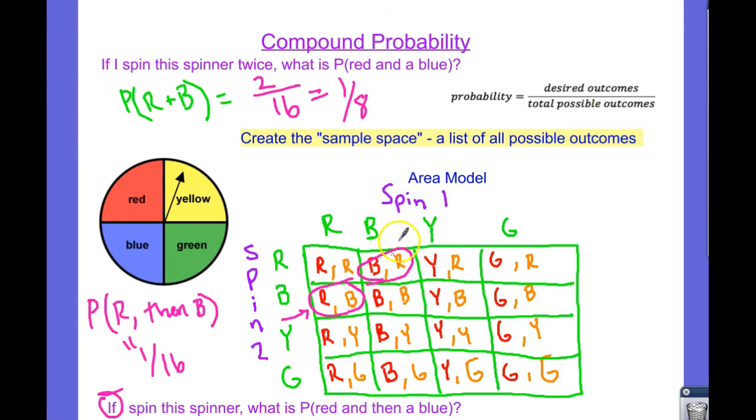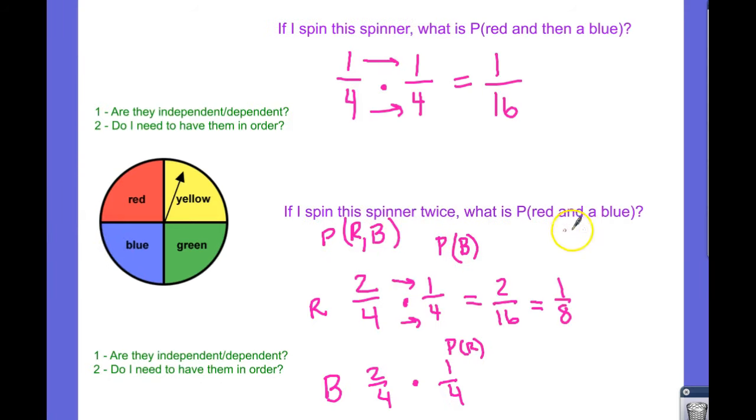2 out of 16. The important thing, the thing that makes this a little more complicated when I don't care about the order, is that you have to consider, when you're finding your probabilities, that I don't care about the order in this first one. Okay, red or blue is 2/4.